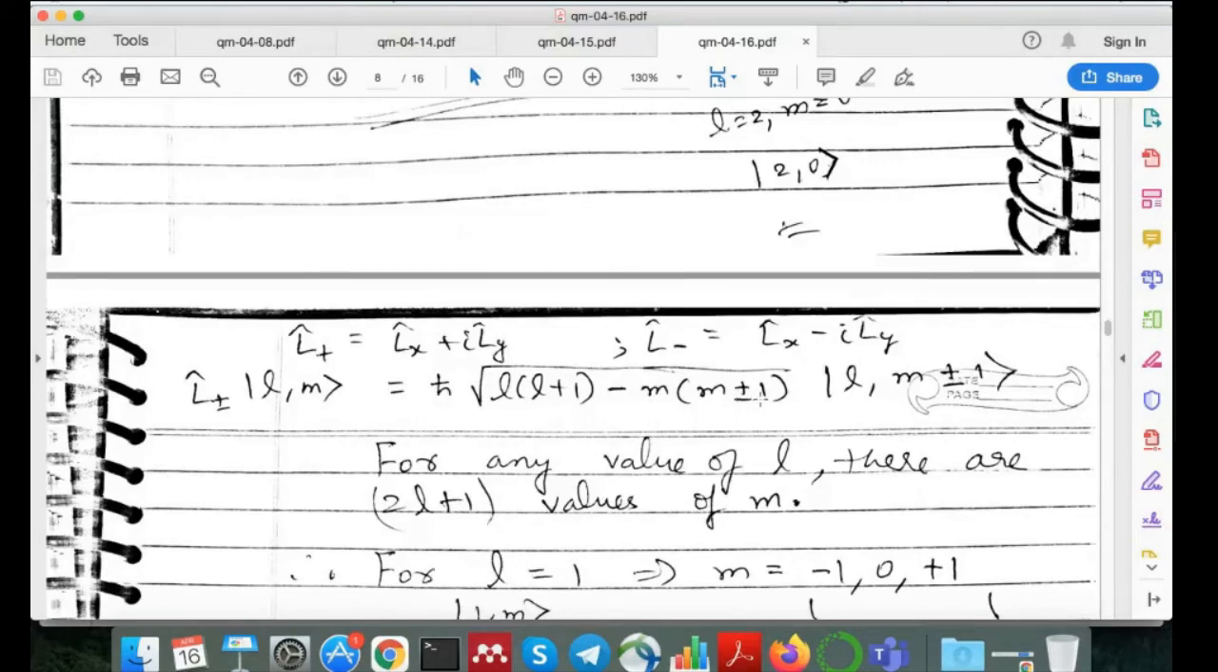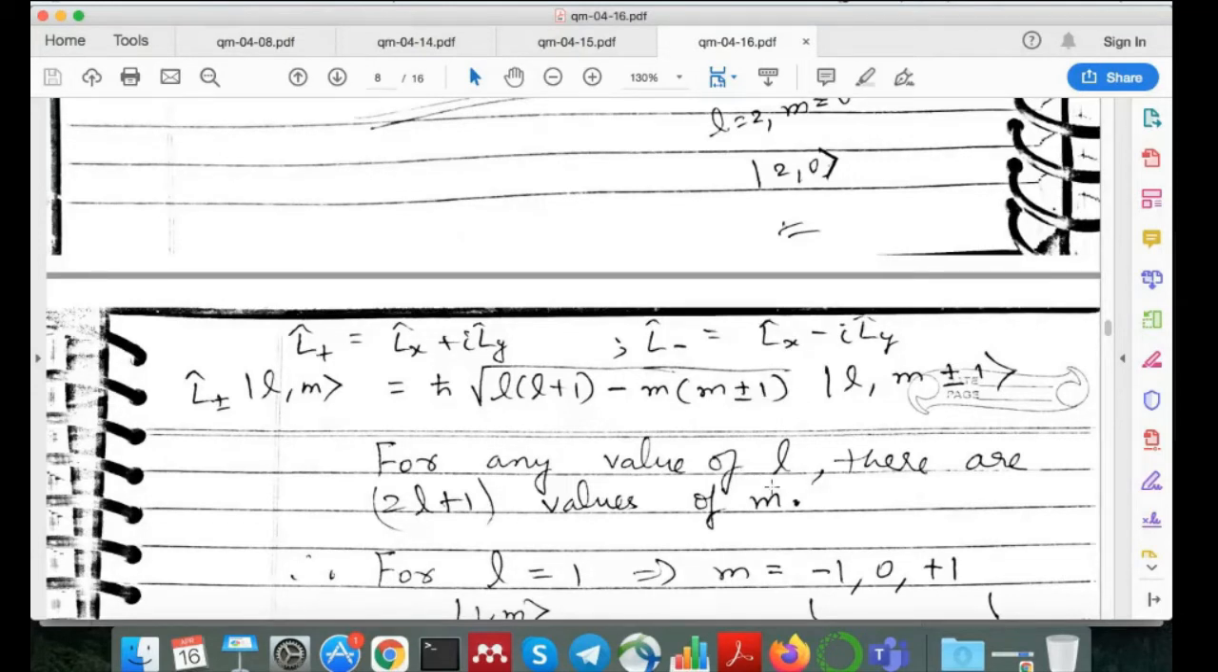Okay, so that is the difference between these two. L plus and L minus are ladder operators. If you apply L plus, you are going one level up in the M state, and if you apply L minus, you are going one level down in the M state. That's why these are called ladder operators. Now this is the same thing just like in the hydrogen atom.